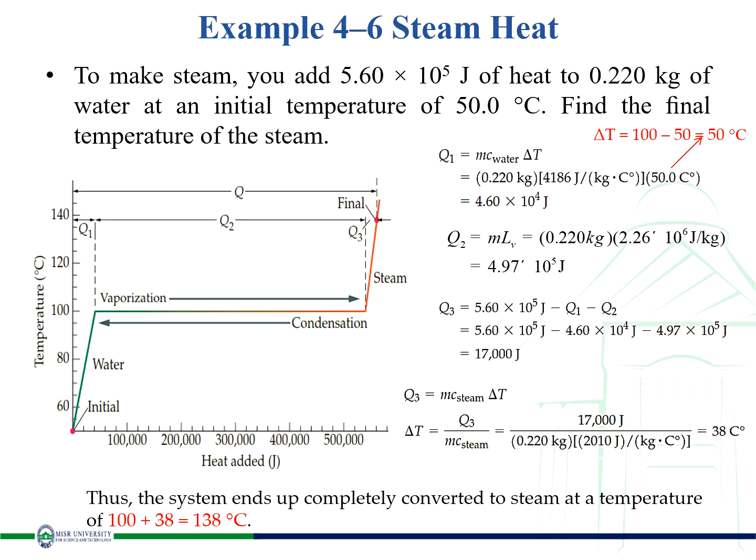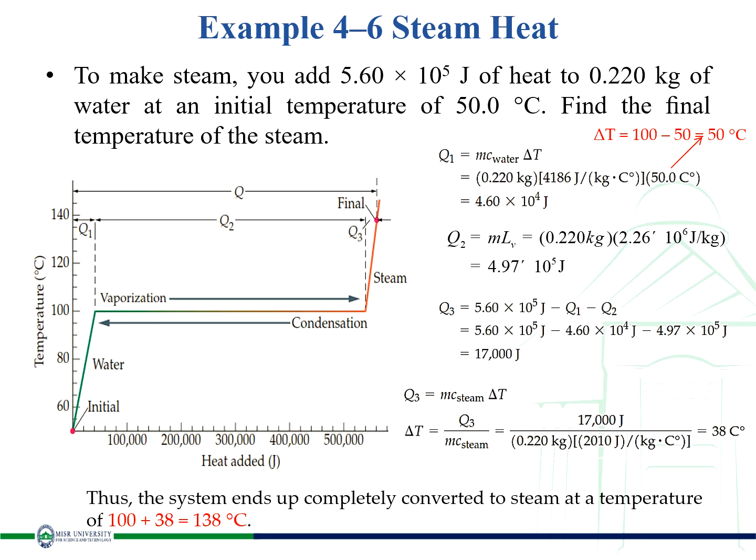Let's explore this fantastic example, steam heat, which truly brings together everything we've learned about specific heat and latent heat. Imagine you're in the lab, a true physicist, and you're given a task: make some steam. The problem states you're adding a total of 5.60 times 10 to the power of 5 joules of heat to 0.220 kilograms of water, starting at an initial temperature of 50.0 degrees Celsius. Our ultimate goal is to find the final temperature of the steam after all that heat has been absorbed.